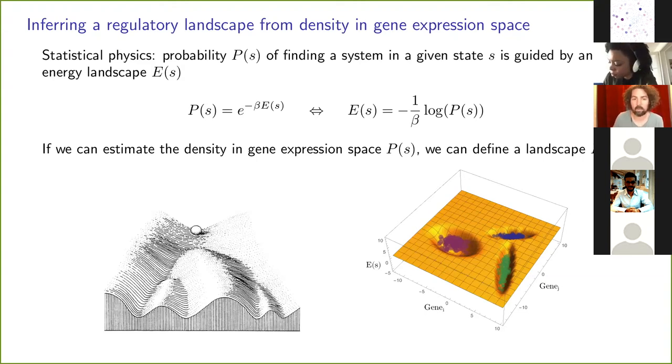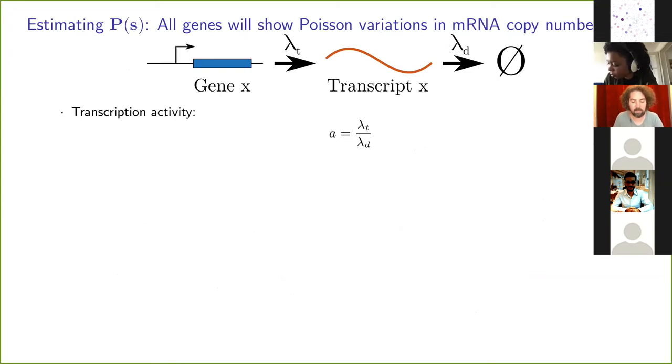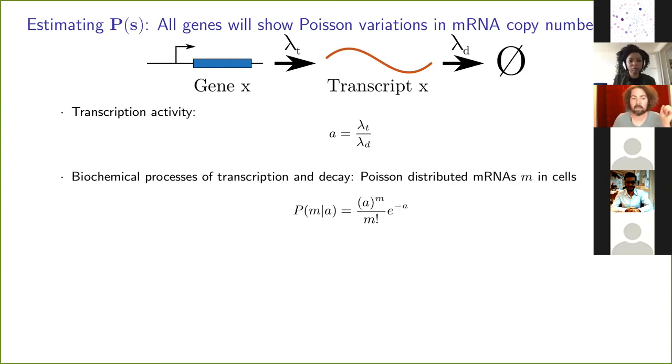As I said, we want to infer such a structure from single cell RNA sequencing, but there's a caveat in that what single cell RNA sequencing measures is not exactly gene expression, but a number of mRNAs per gene and per cell. So let's take a gene with a constant transcription rate and a constant decay rate. Its expected expression is going to be the ratio of those two rates. I'm going to call that transcription activity. That's only an expected number, but due to the biochemical processes of transcription and decay, we expect the number of counts in a cell to follow a Poisson distribution with that transcription activity as its mean.